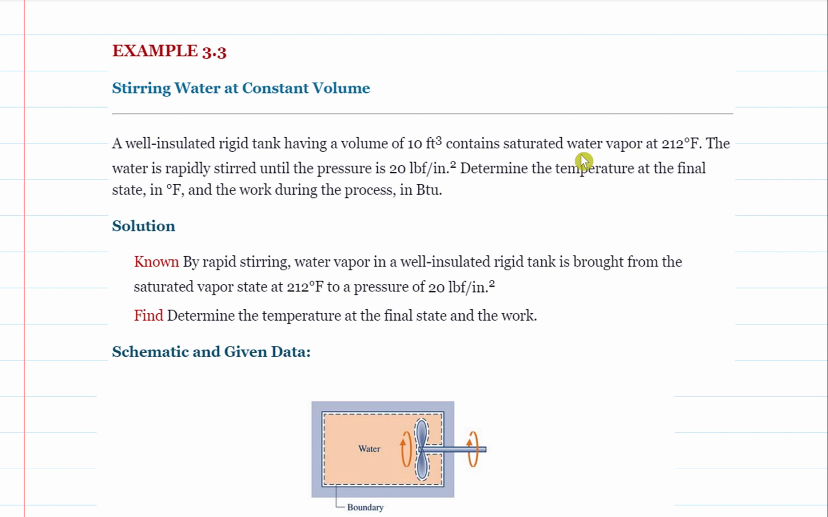So two independent intensive properties fix the state. The water is rapidly stirred until the pressure is 20 pounds per inch squared. Determine the temperature at the final state in degrees Fahrenheit and the work during the process in BTU.